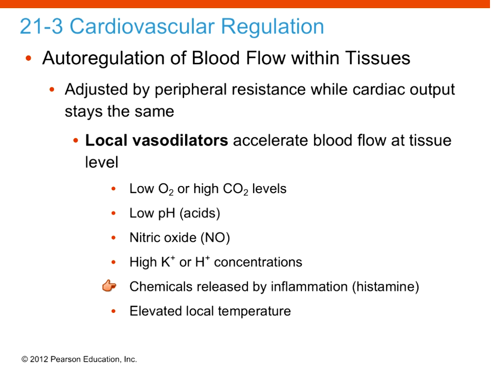Chemicals that are released by basophils and other cells that result in inflammation can also increase the diameter of the blood vessels, and even an elevated local temperature, which is something we talked about in one of our very first chapters in A&P when we talked about autoregulation as it relates to temperature. So these are all things that can cause the blood vessels, locally in that area, to increase in diameter.